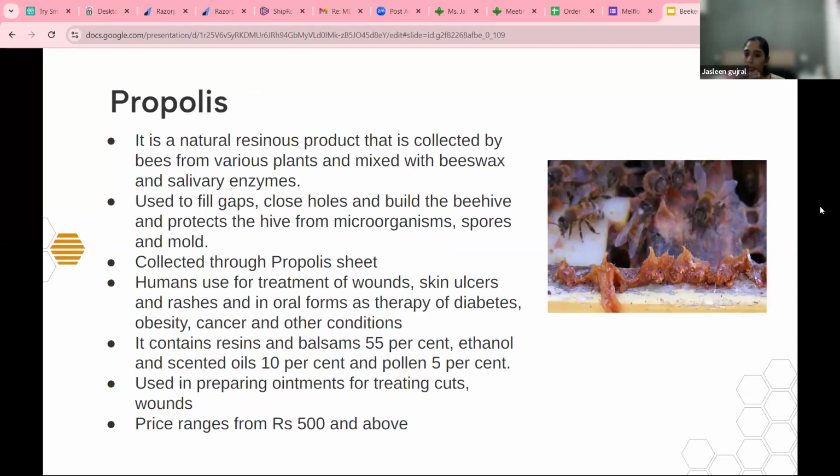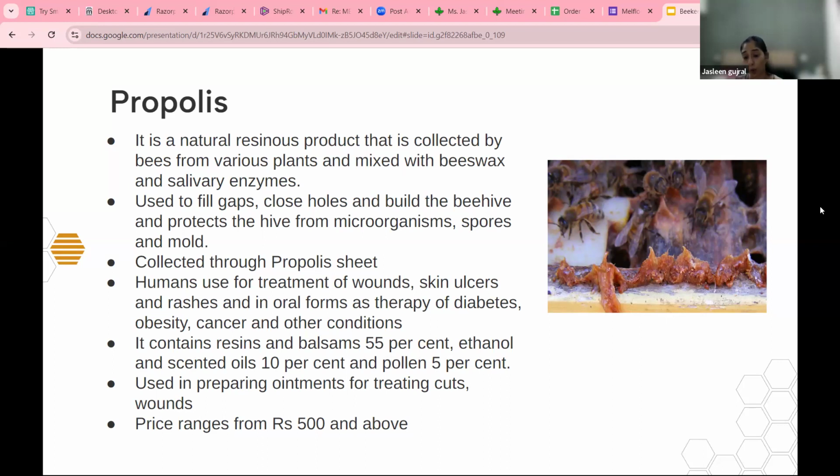Then propolis. Propolis is basically a sort of wax which the bees bring along with themselves when they visit the flowers. They mix it with their saliva and use it to seal the cracks inside the boxes. It is a resinous product collected by the bees from various plants and mixed with beeswax and salivary enzymes. Like I told you, it is used to fill the gaps and close the holes, so that microorganisms and molds don't enter the hives.